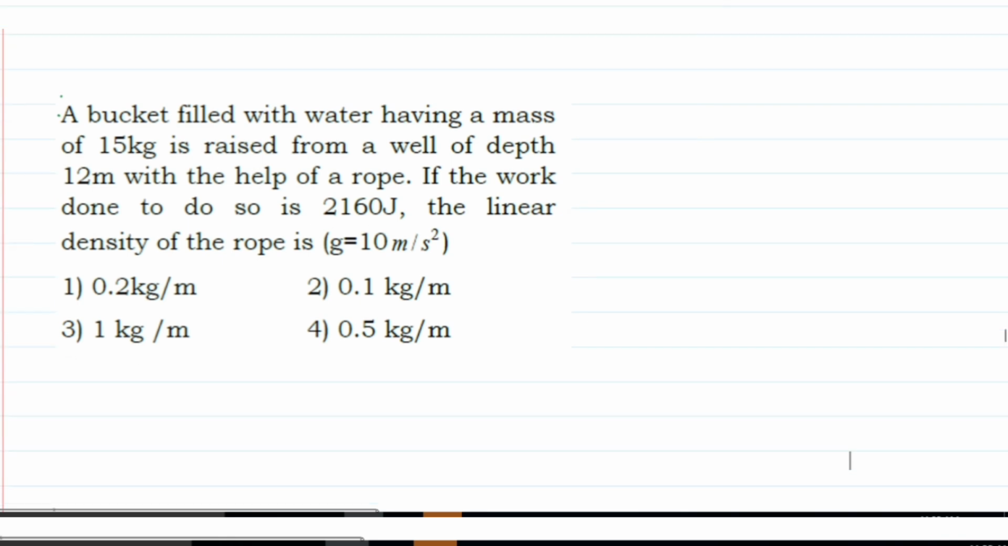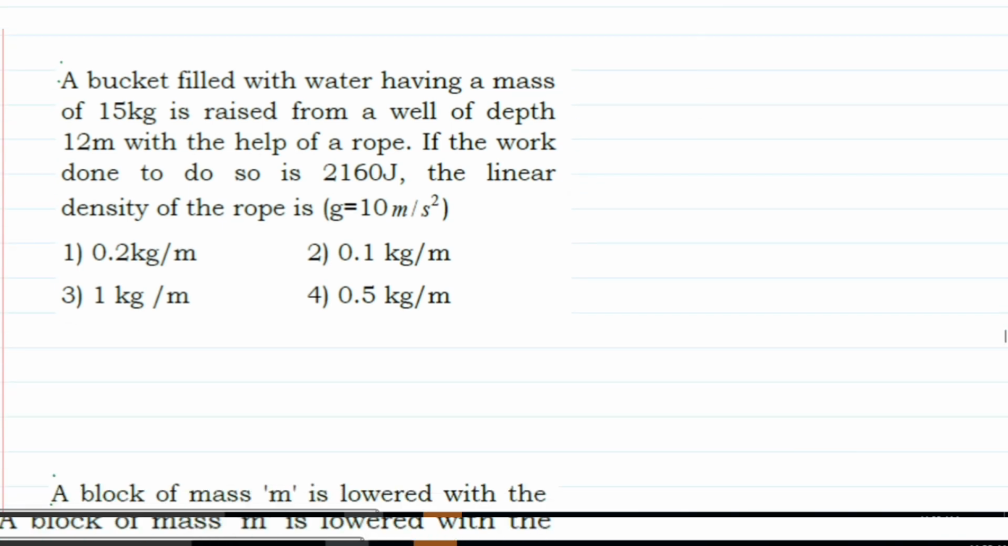Now just look at the next question. A bucket filled with water having a mass of 15 kg is raised from a well of depth 12 meter. If the work done to do so is 2160 joules, they are asking for the linear density of the rope. So remember this definition, linear density.